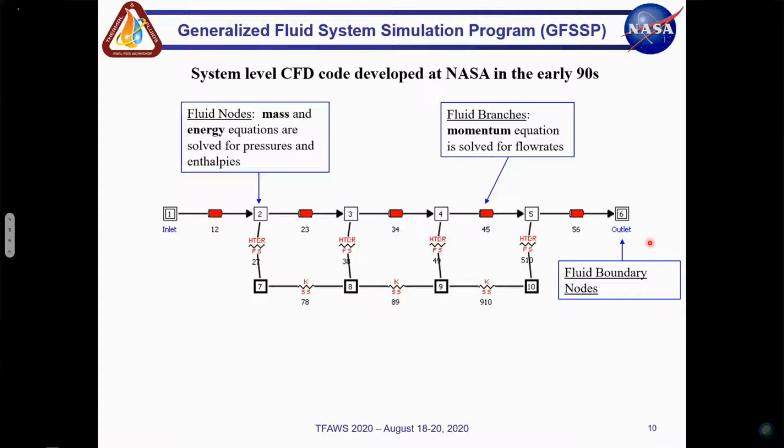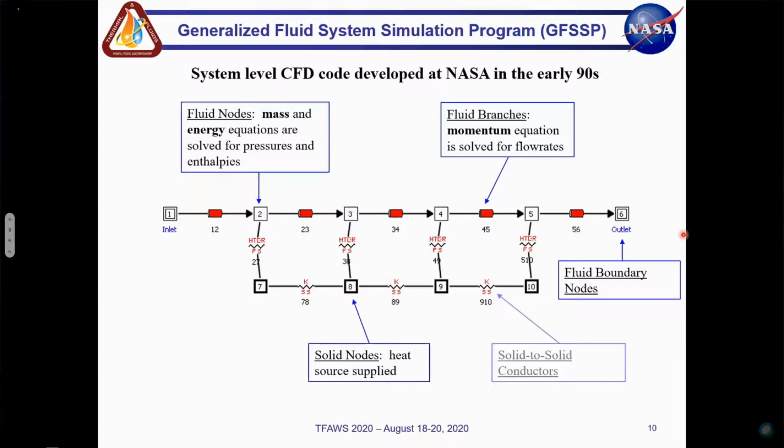In between the fluid nodes, you have fluid branches where the momentum equation is solved for flow rates. So with these three elements alone, we can solve everything we need for the hydrodynamic solution. Now, GFSSP also can do heat transfer capabilities, and that is what the rest of the model here is going to highlight, the heat transfer.